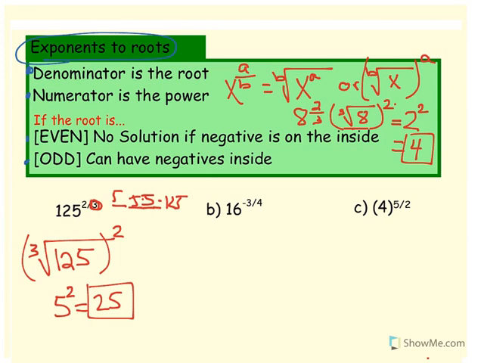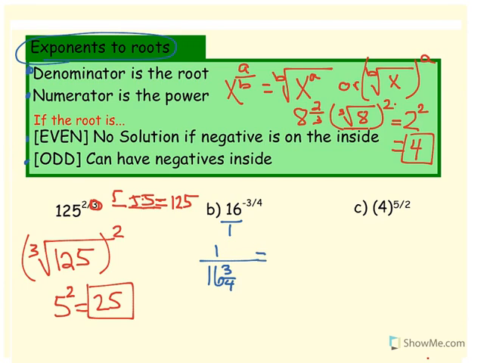For right now, I do want you to have an understanding of what it looks like when you are doing it by hand. Okay, when we look at the next example, we have 16 to the negative 3/4 power. Notice that is a negative exponent. So before we write it in radical form, we're going to move the 16 as the numerator down to the denominator. It's going to be 1 over 16 to the 3/4.